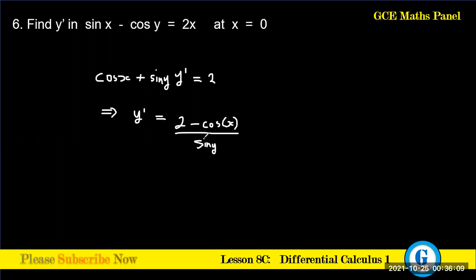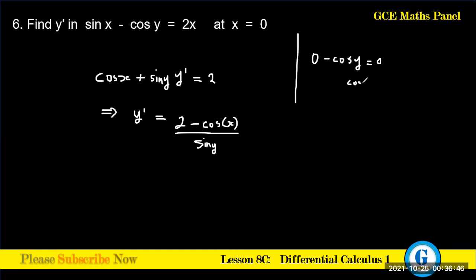Sine y. Now, in this equation, when x is equal to 0, we need to look for the value of y, right? So when x is equal to 0, we will have sine 0 is 0 minus cos y. Want to look for y is equal to 2 times 0, 0. So we have cos y to be equal to 0.